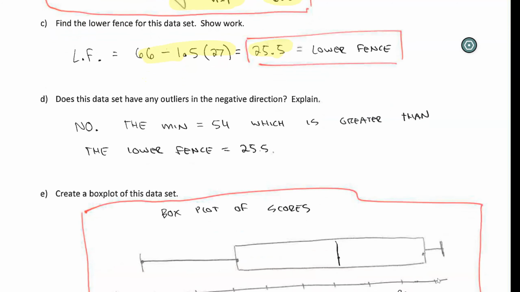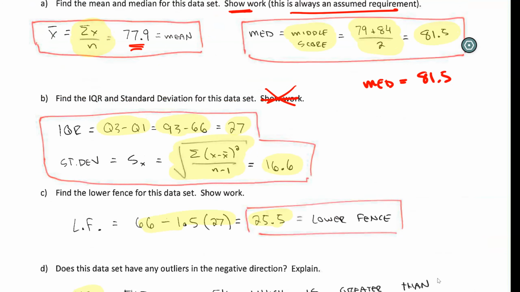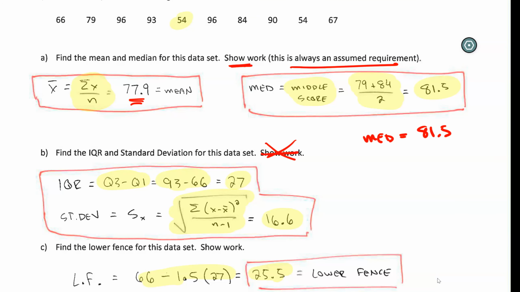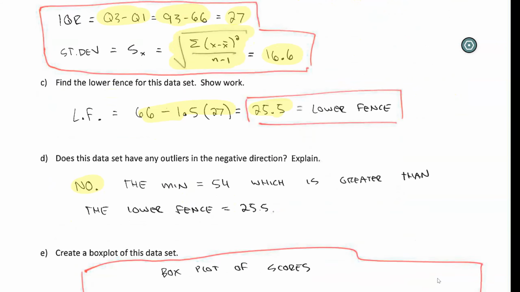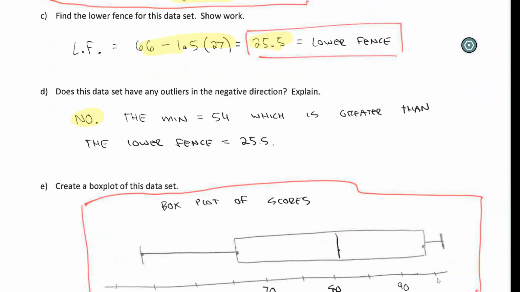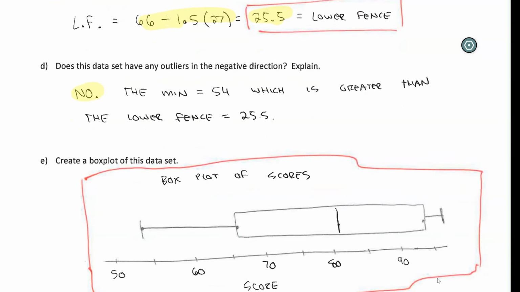Does this have any outliers in the negative direction? No, because the minimum value, which was 54, there's a couple 54s. The minimum value 54 is greater than the lower fence, therefore it's not an outlier. And then create the box plot. Okay? Scale, label, graph, of course, and a title.